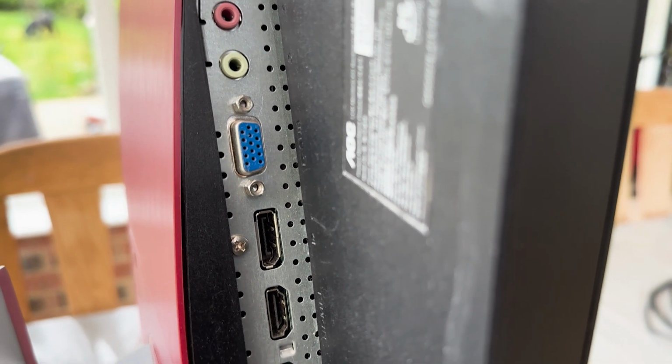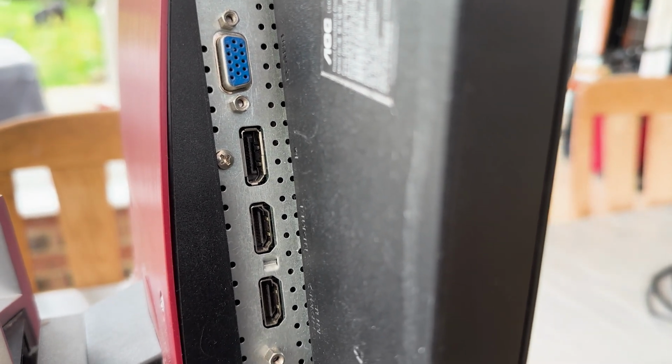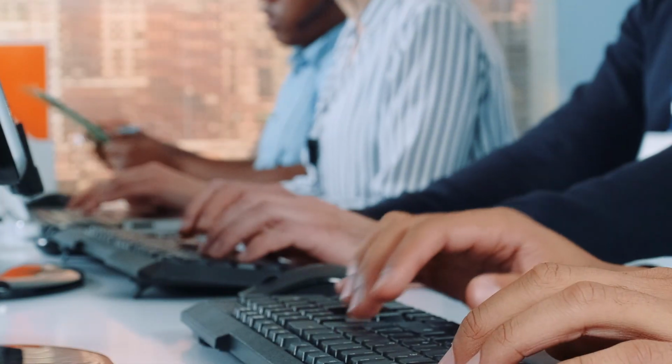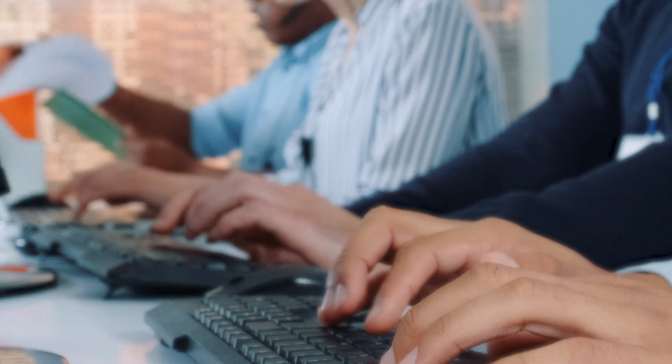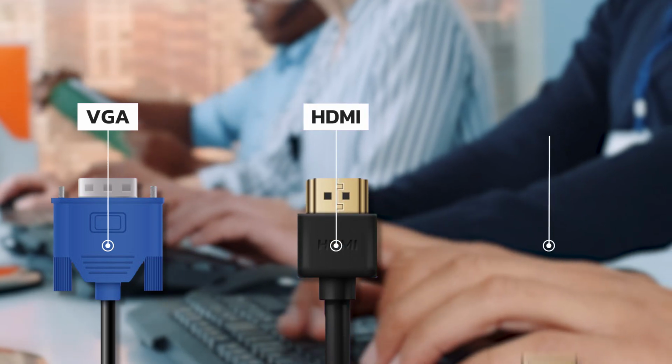In this video, we'll go over the most common types of monitor connections you may encounter, how to identify each one, and what the main differences are between them. The three monitor connections you'll typically see in an office setting are VGA, HDMI, and DisplayPort.